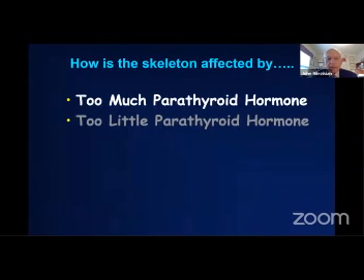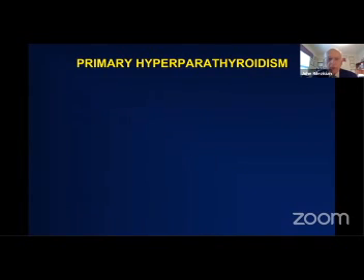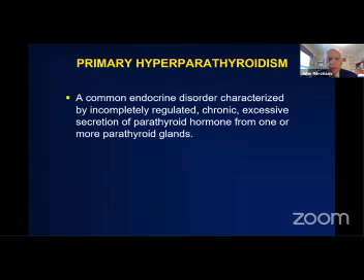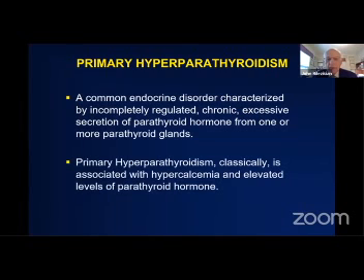Let us start with the disorder associated with too much parathyroid hormone. We all know that primary hyperparathyroidism is a very common endocrine disorder characterized by incompletely regulated chronic excessive secretion of parathyroid hormone from one or more of the four parathyroid glands. Classically, hyperparathyroidism is associated with hypercalcemia and elevated levels of parathyroid hormone.